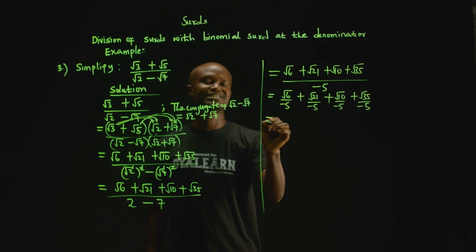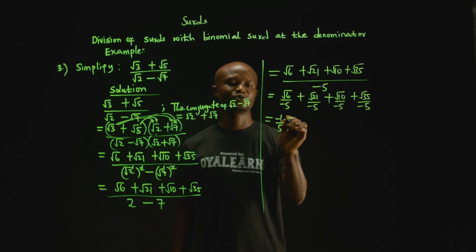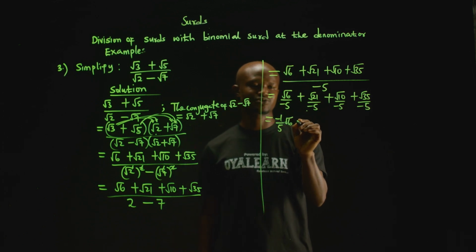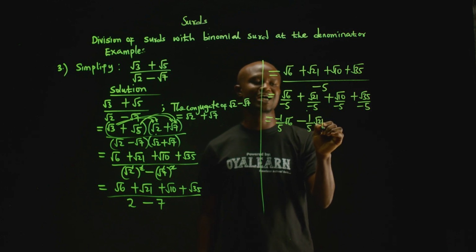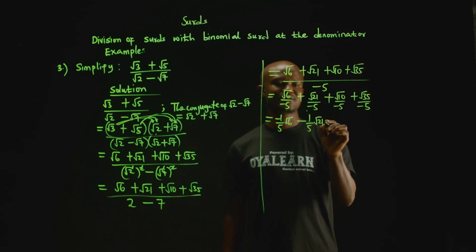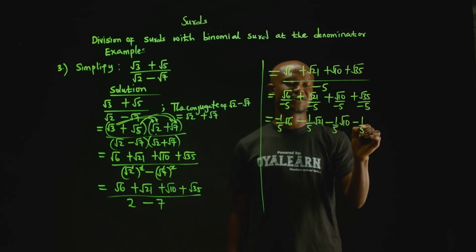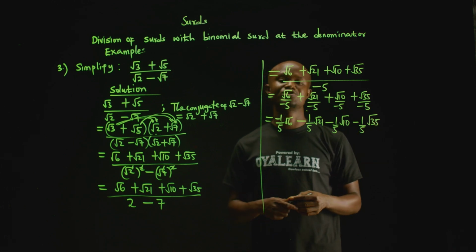So we can now write this as what? Minus 1 over 5 root 6, plus minus 1 over 5 root 21, plus minus 1 over 5 root 10, then we have minus 1 over 5 root 35. That is the solution to the problem.